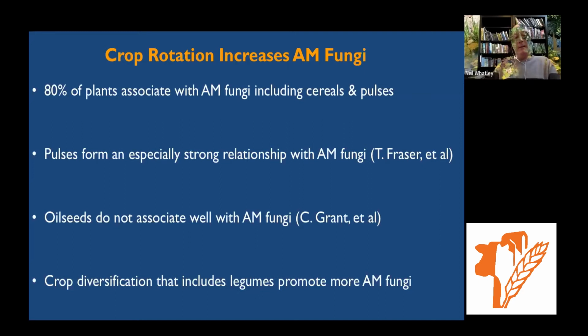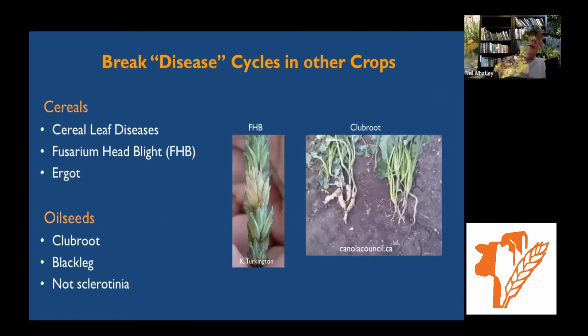So crop diversification that includes legumes promotes more AM fungi. Pulses break disease cycles in other crops. This is natural. A lot of our diseases are species specific, so they're specific to each type of crop. So you got that which affects oilseed, generally doesn't affect cereals, which generally doesn't affect pulse crops. But you do have some that affect all of them.